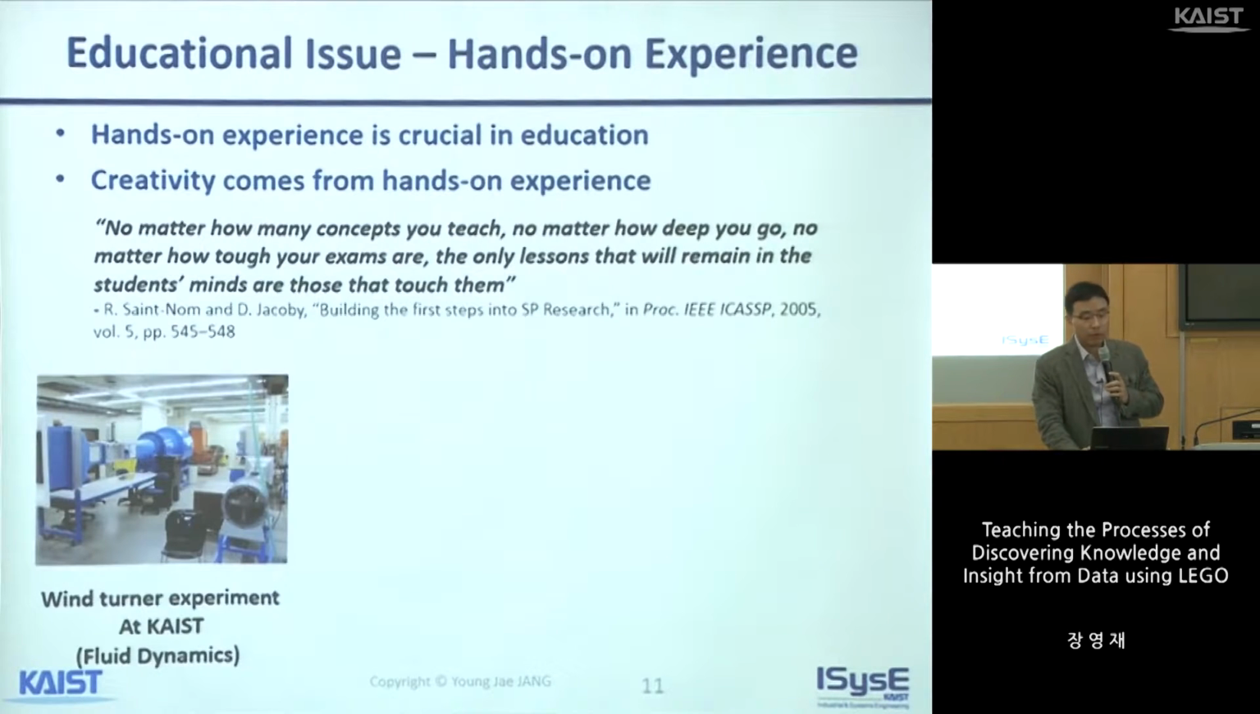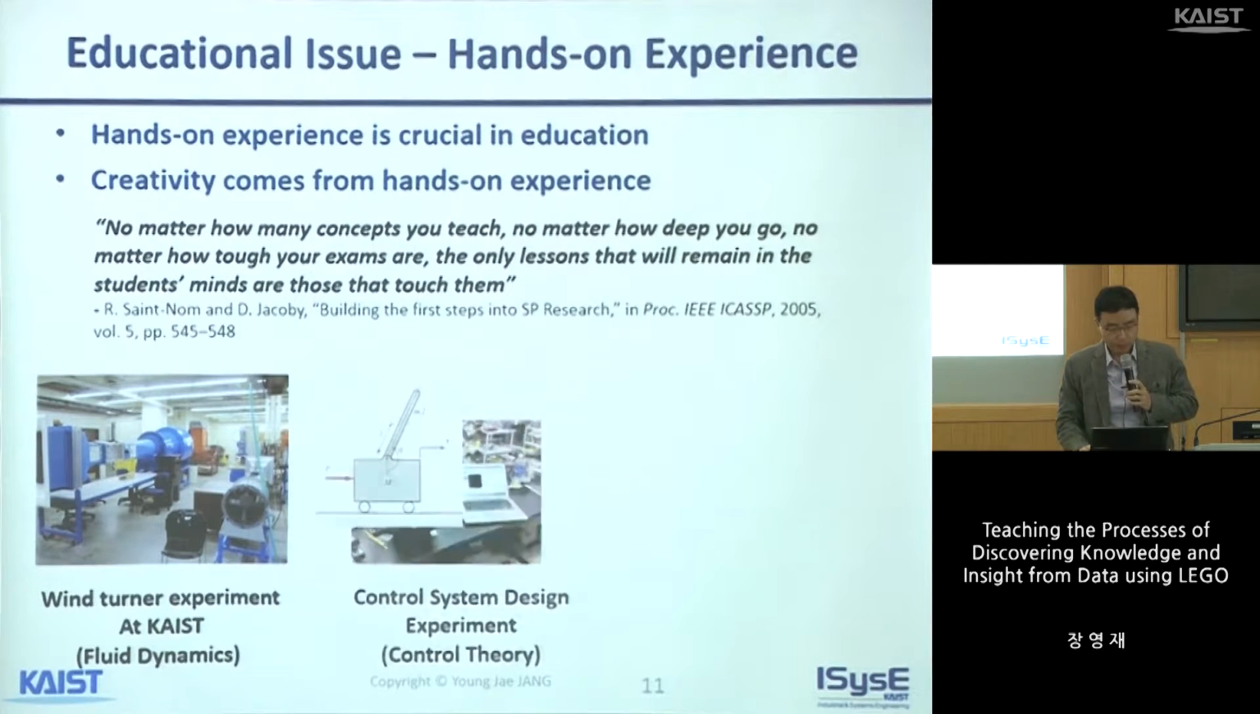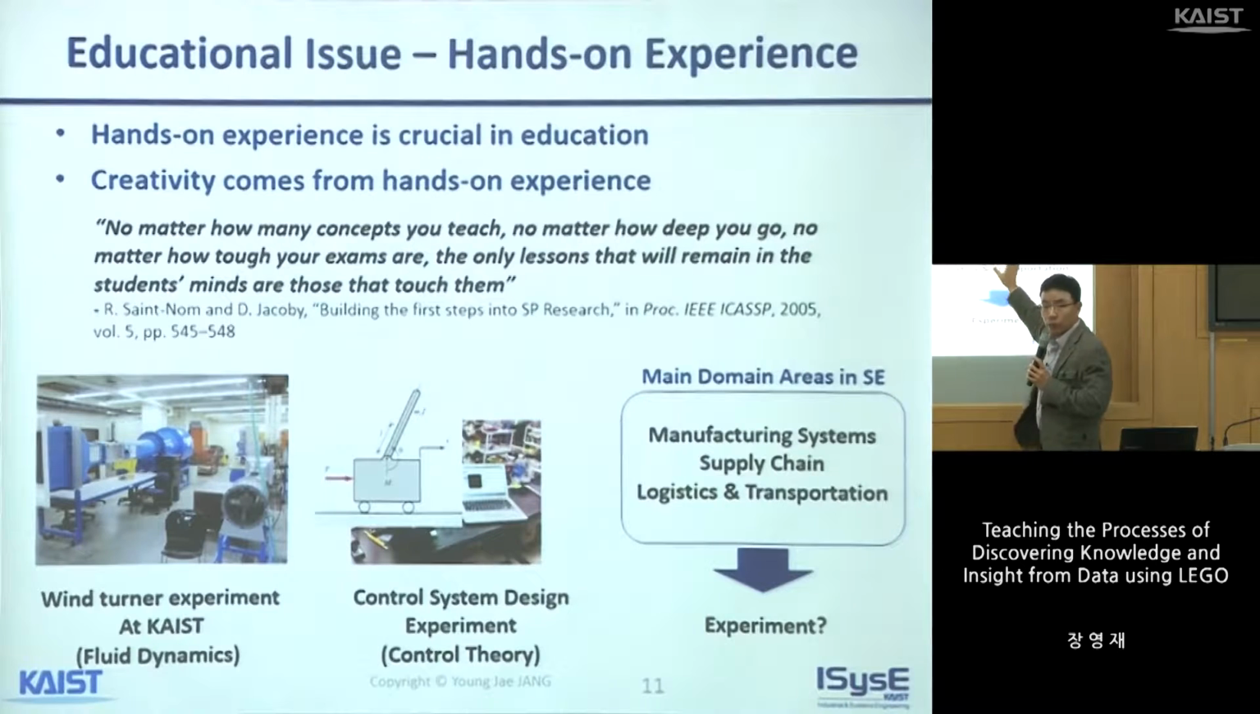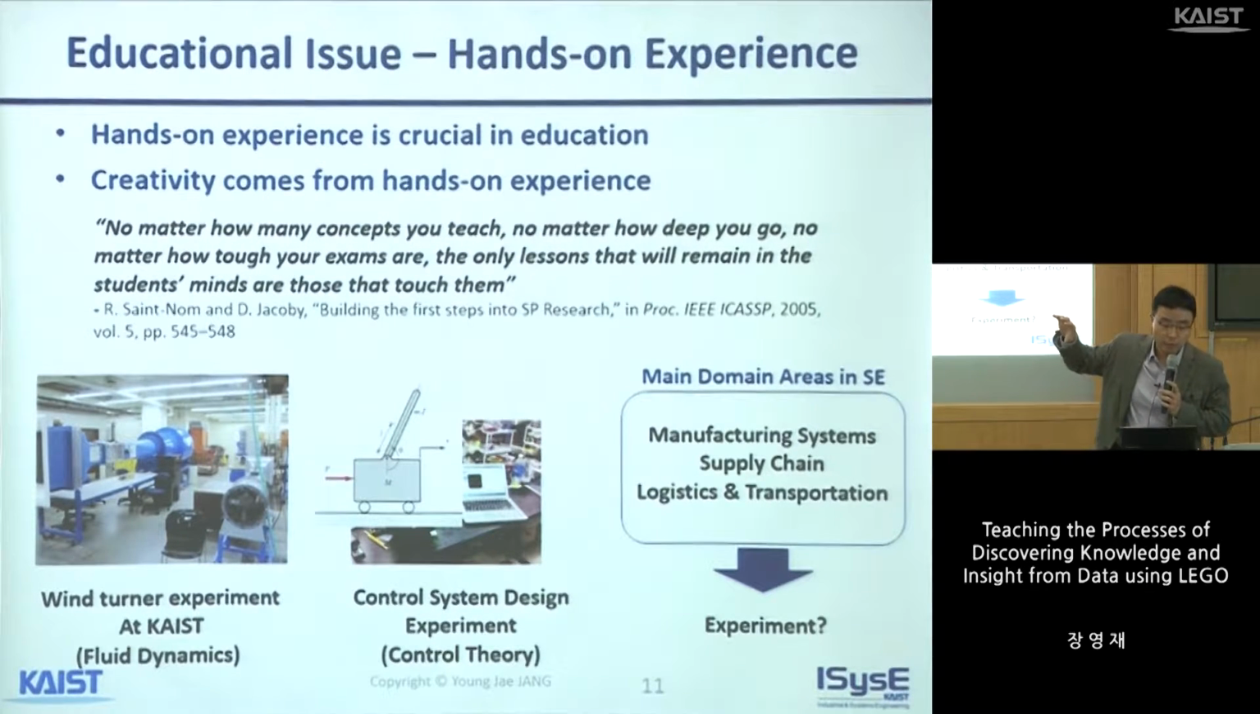So, for example, mechanical engineering provides a laboratory environment for fluid mechanics, right? And for control theory, we can set up a laboratory environment. It's more like a controlled environment, so you perform the experiments, right? But the problem is that in our domain, systems engineering, we have to deal with large-scale systems. So it's not easy to provide a large-scale environment in a university. Okay.